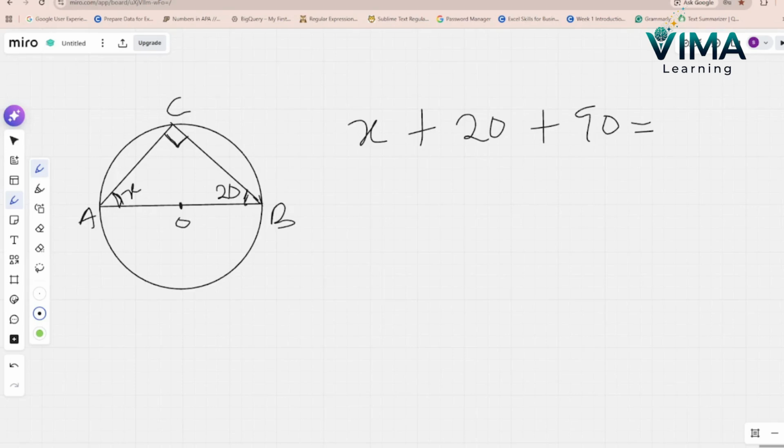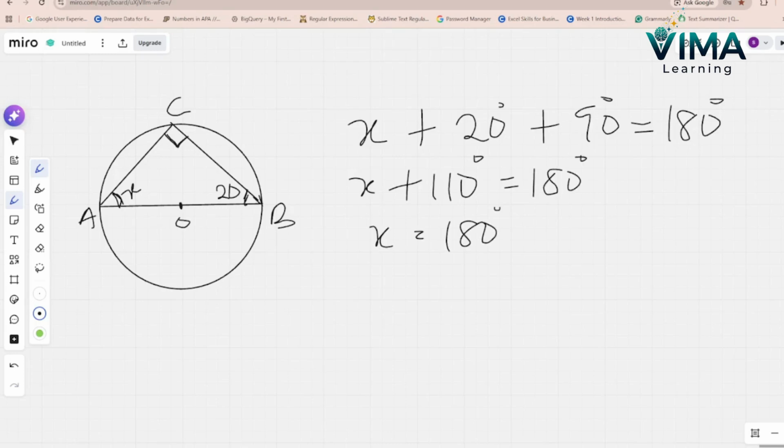So the sum of angles in a triangle is 180. So let's write that 180 degrees. So X plus 20 plus 90 is 110 degrees. That's 180 degrees. So X is going to be 180 degrees minus 110 degrees, and that's 70 degrees. So X is 70 degrees. Okay, so we've done that.